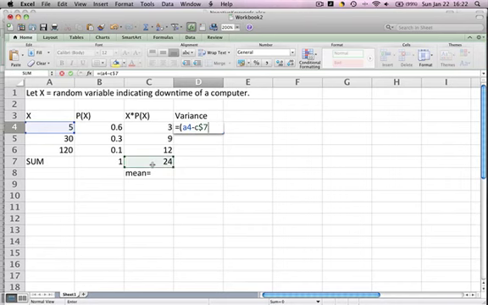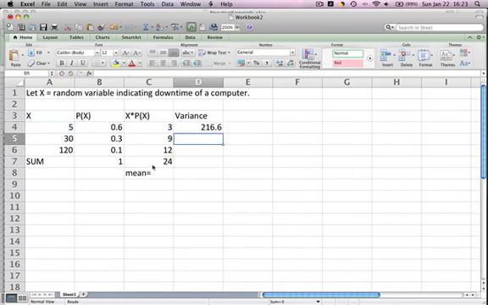So again, the $ sign holds that cell reference constant when I copy this up or down. Close my parentheses, and I square it. So that's the squared deviation from the mean. Now I have to assign an appropriate weight to this. So if I multiply this whole thing by the probability, which is in B4, I get the weighted squared deviation. And okay, having done that, I can copy it down.